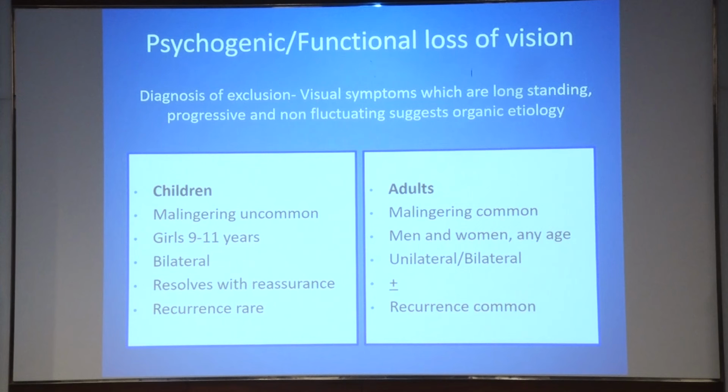If the visual symptoms are long-standing, if they are progressive, if they are non-fluctuating, then over multiple visits that essentially rules out a functional loss of vision, because children are not capable of keeping up the malingering over a sustained period of time. There are all our usual tests which we do: use a plano lens, test for stereopsis, use red-green glasses. Those usually work in children, and if they don't, there's usually an organic pathology happening.